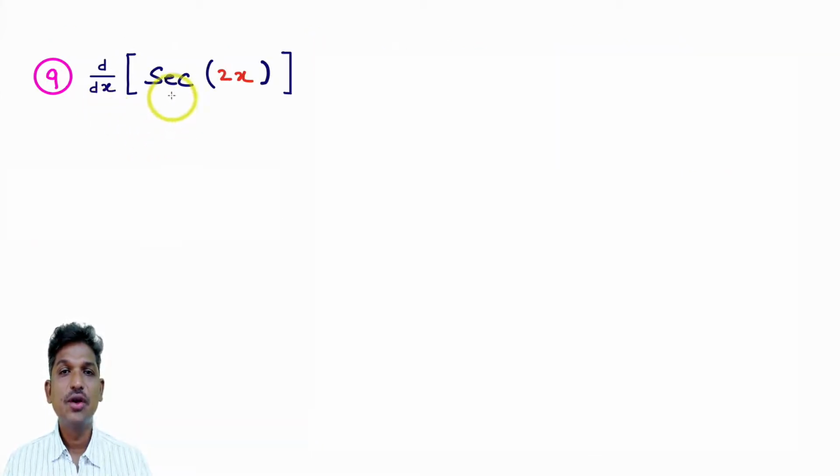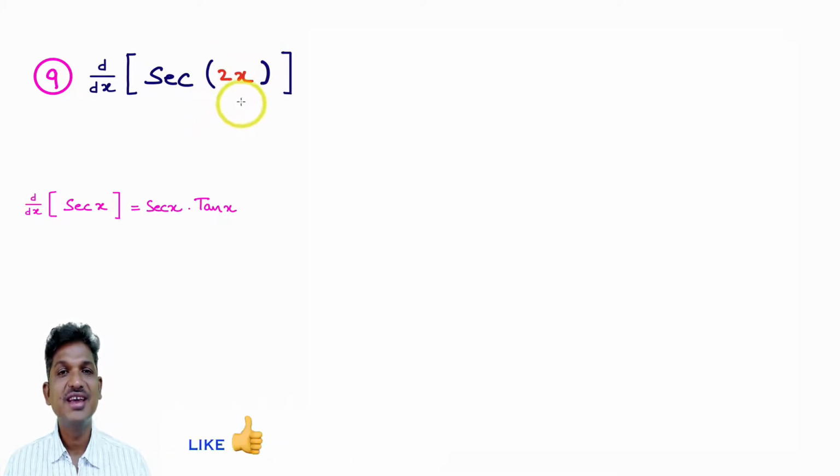d by dx of secant of 2x. You learned 23 formulas now. Which formula is suitable here? You see, the derivative of secant x. The derivative of secant x is what? Secant x into tan x. Correct? So what you will do here, you imagine this 2x as x. If you imagine this 2x as x, how does it look? It looks like secant x. Right? So the derivative of secant x is what? Secant x into tan x.